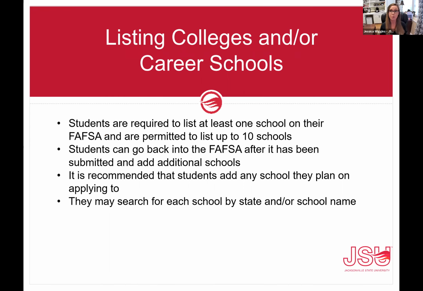When they're looking for the schools, they don't have to have each school's school code to put them on the FAFSA. There's a very simple search feature within the FAFSA that allows you to search by either college or school name or by city and state. That brings up a list of schools that match, and then the student confirms or selects which one they actually want to list on their FAFSA. So again, it is encouraged for students to list as many schools as they're considering applying to, up to 10 of those.